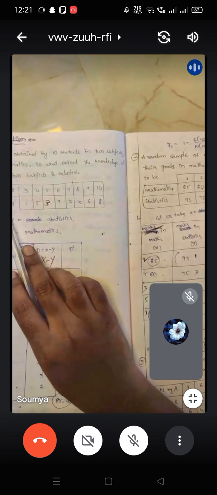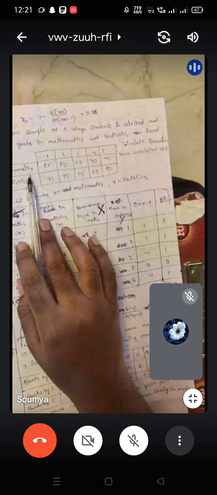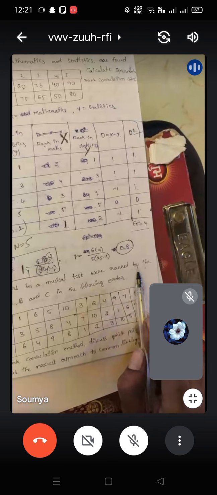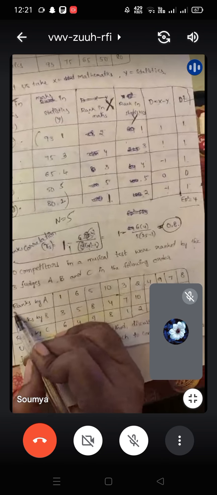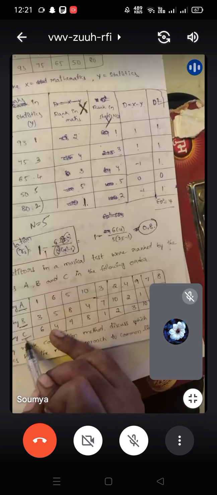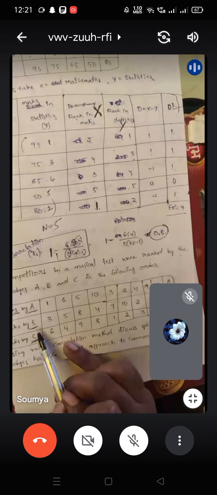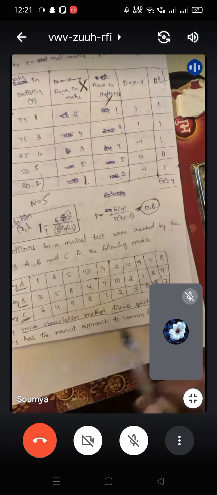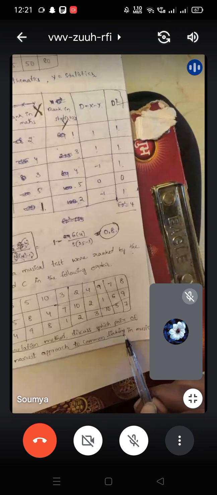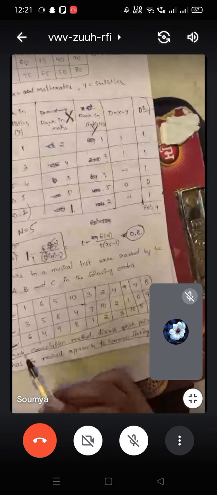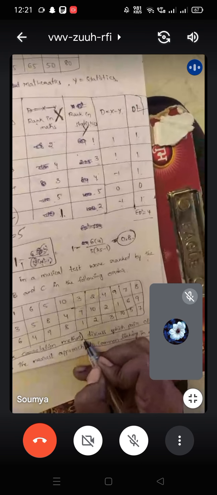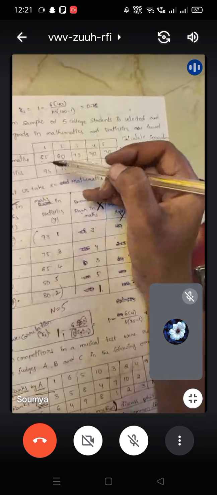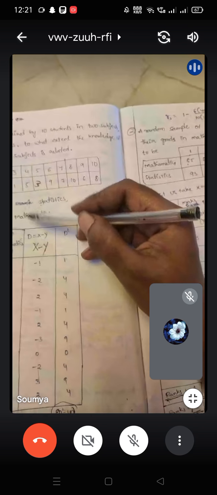Okay. These are all about ranks, and these are all about when you are given marks. Suppose 10 competitors in a musical test were ranked by 3 judges. Here we have ranks in 3 parameters: ranks by A, ranks by B, ranks by C. Using the rank correlation method, discuss which pair of judges has the nearest approach to common liking in music. You have to find rank correlation. But here we have 3 variables. Before we did 2, and here also we did 2, right?